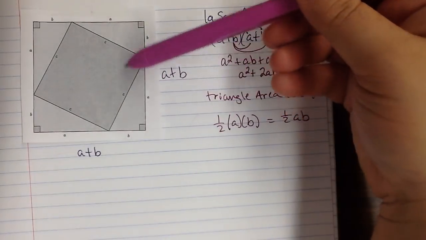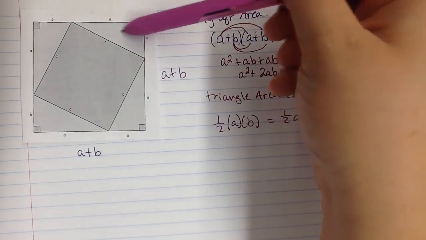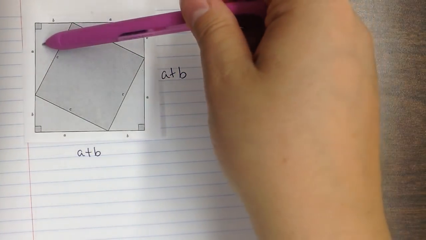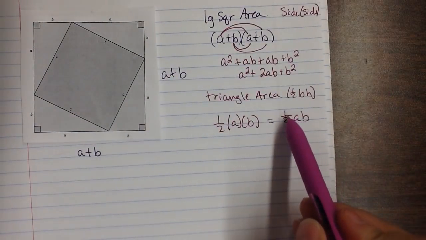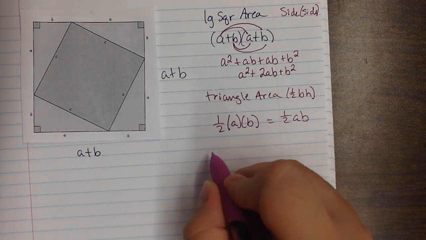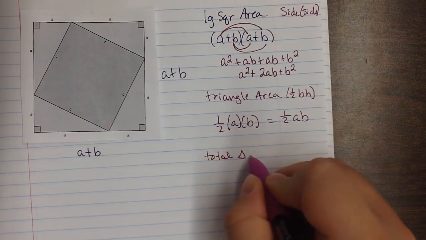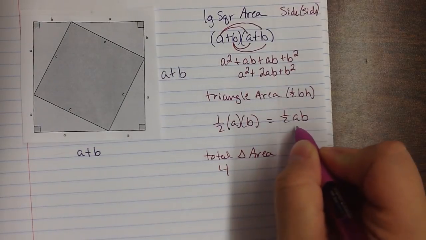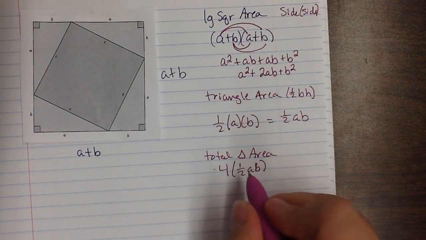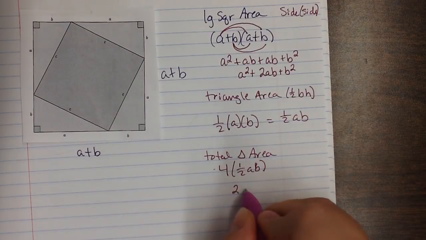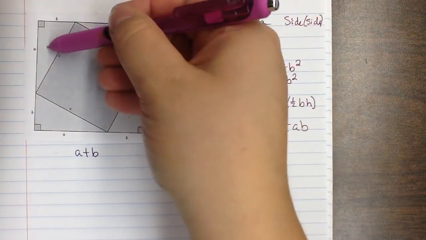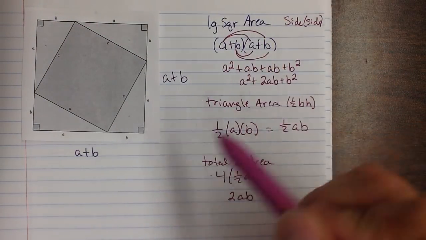Because these are all congruent, they're all going to have the same area. So this would be 1/2 ab, 1/2 ab, 1/2 ab, 1/2 ab. If we add them together, 1/2 ab multiplied by 4, the total triangle area would be 4 times 1/2 ab. So 4 times 1/2 is 2ab. So all of these out here are the 2ab, which we have in the middle here.